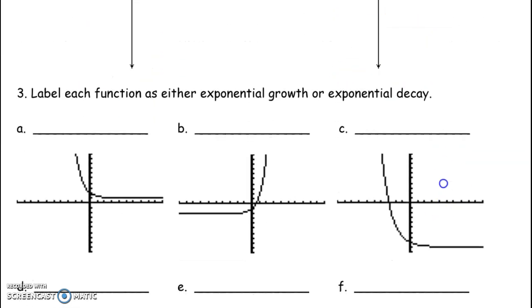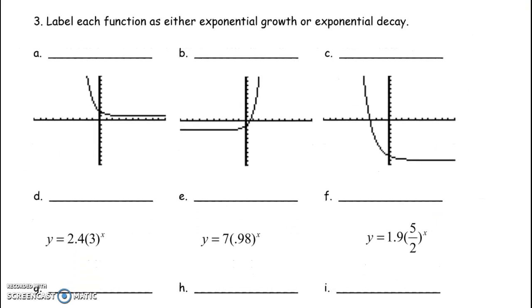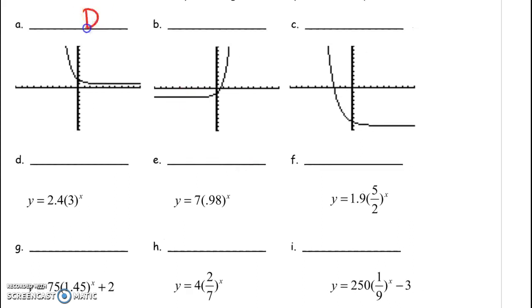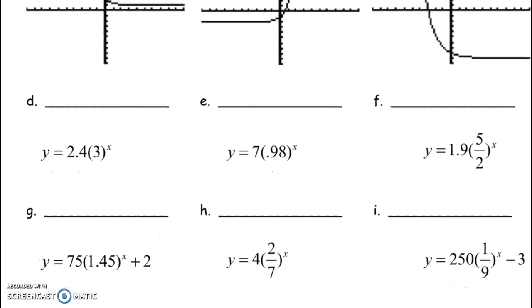Go through number 3. Label each function as either exponential growth or decay. Look back at number 3. Avery, A, is that a growth or decay curve? Decay. B, Lawson? Growth. C, Daniel? Decay. Looking at the equations. D, Jack? Growth. What did you look at on D to tell that it was growth? The base, the number in the parentheses.